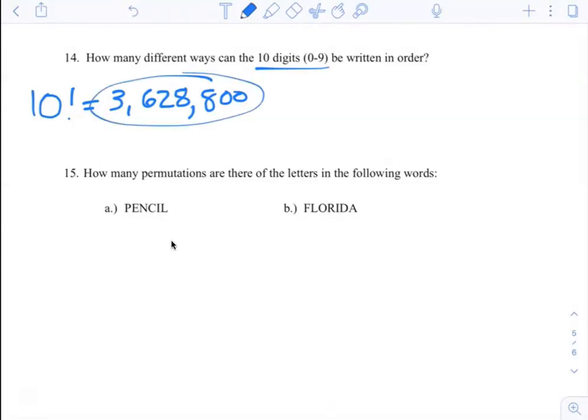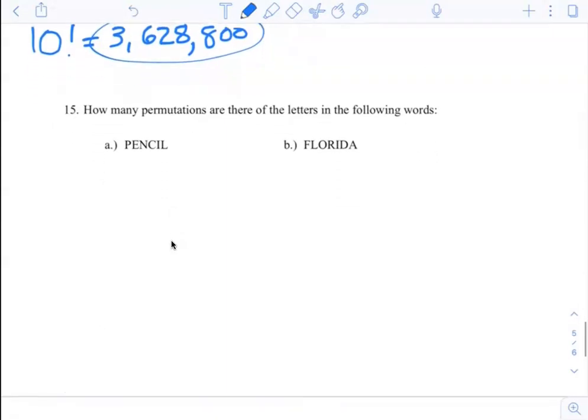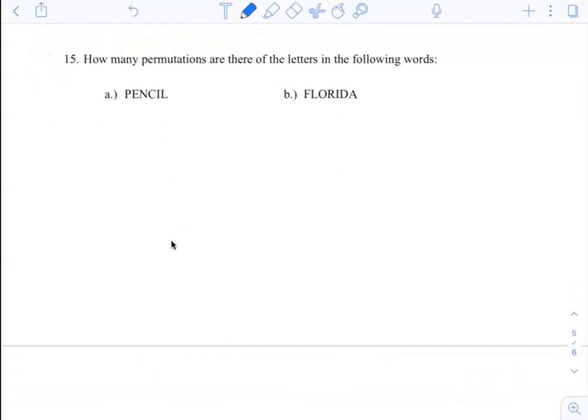Okay. Same with these ones. These are going to be either permutations or factorials. It depends on if we're using all the letters or not. So in pencil, it says, how many permutations are there of the letters in the following words? So they're saying all letters. So these are both going to be factorial problems. We're going to use all the letters in the word pencil. Pencil has 6 letters. They're all going to be rearranged, so that's 6 factorial. 6 factorial, when you punch it in, gives you 720. So there's 720 ways to rearrange those letters.